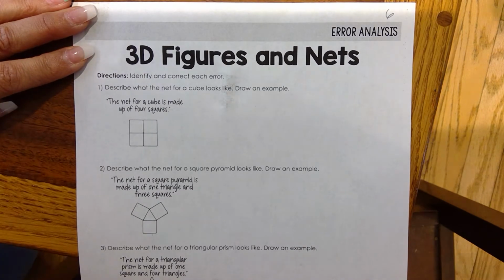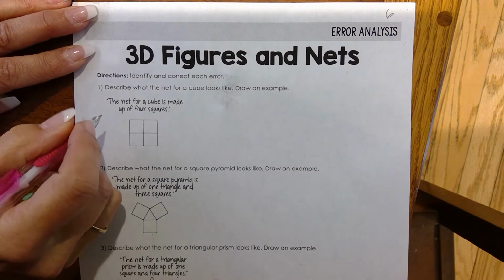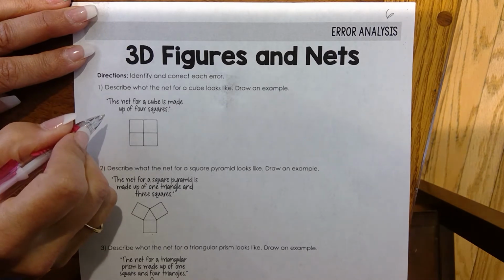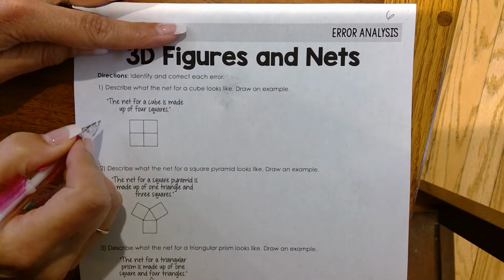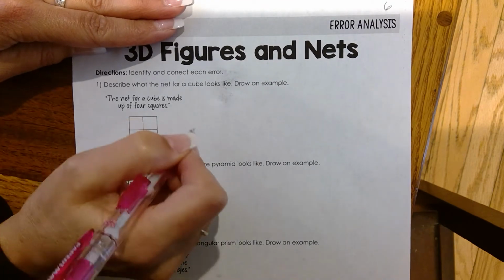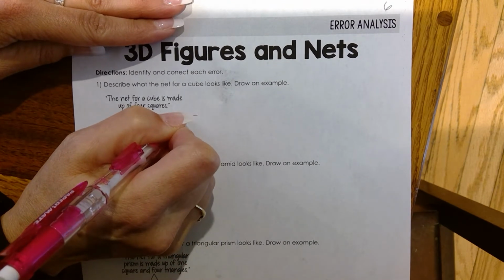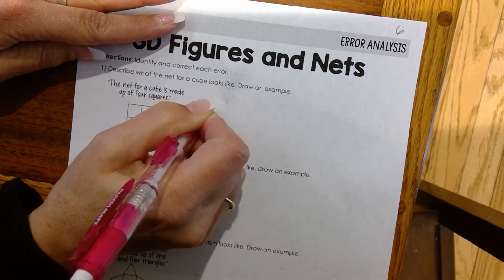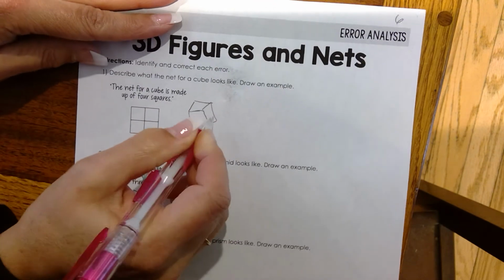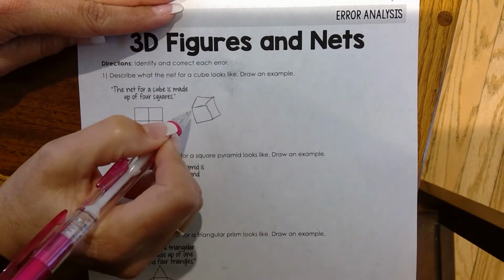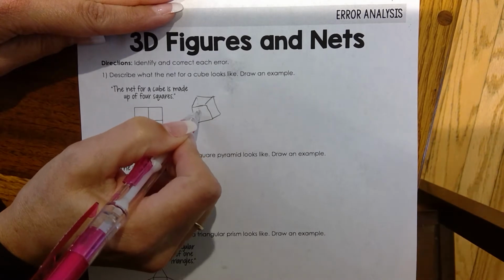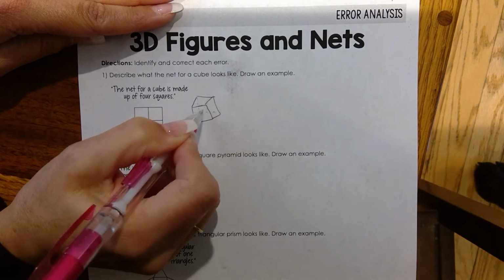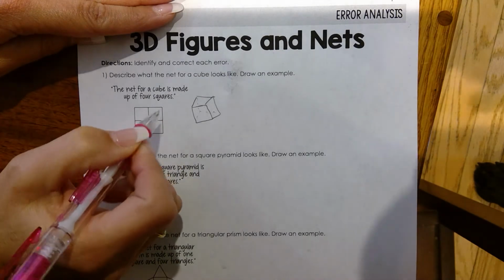This is number 1, and it's asking us to look at the error and to figure out what they did so that we can correct it. So this is a net for a cube, and they're telling us that this net is made up of 4 squares. If we draw our cube out, we can see, even though that's not a very pretty cube, that there are more than 4 sides to this cube.